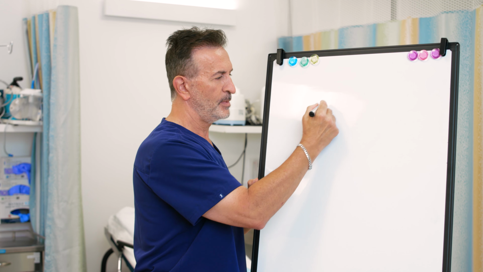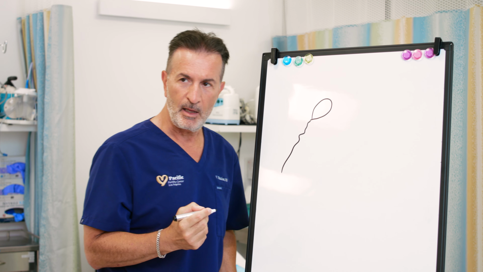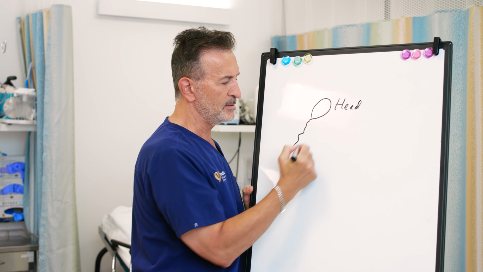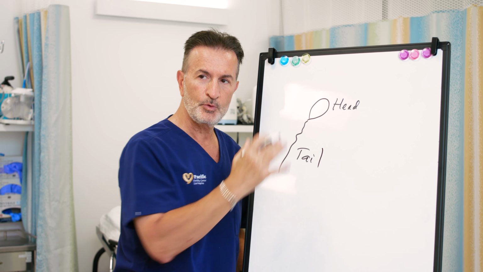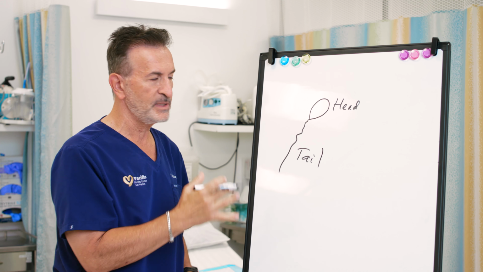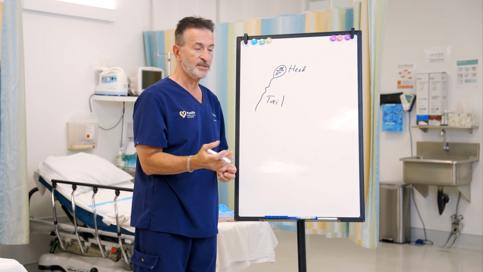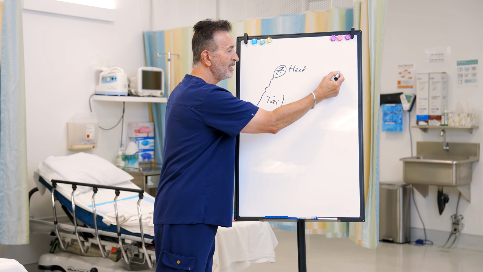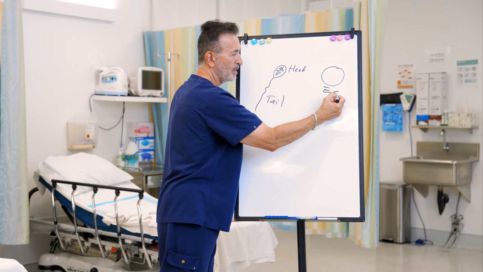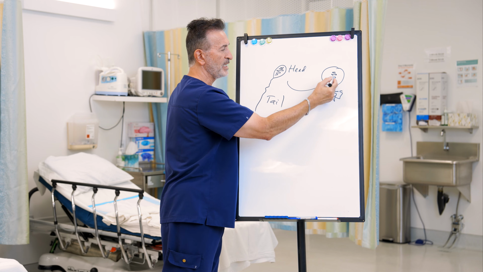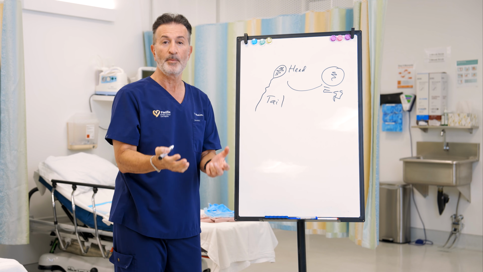The sperm is a very small cell with a head and a tail. The reason why this is so important to understand is that any anomalies in the head or the tail can affect fertility. The head is where the DNA material is present. And when an egg and a sperm unite, the DNA materials between the egg and the sperm unite to become an embryo.